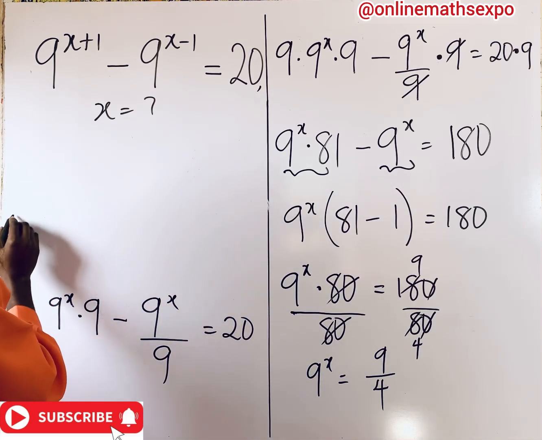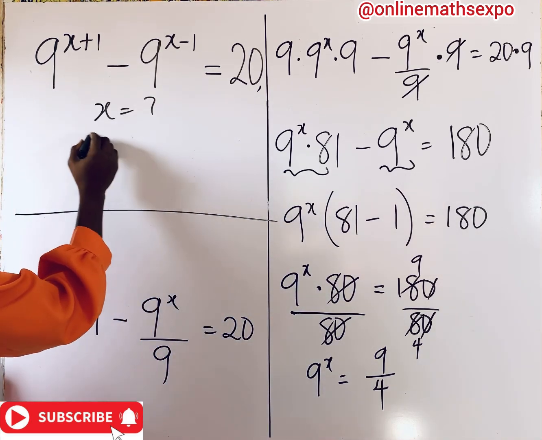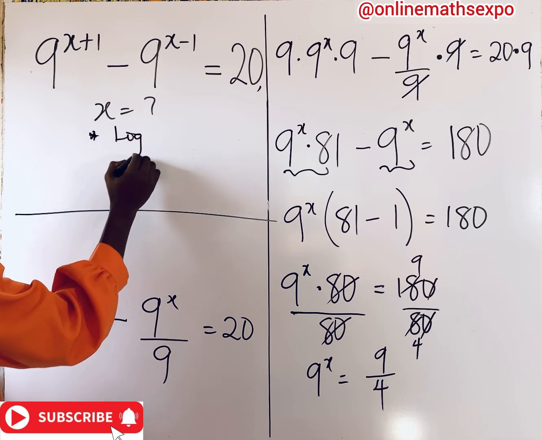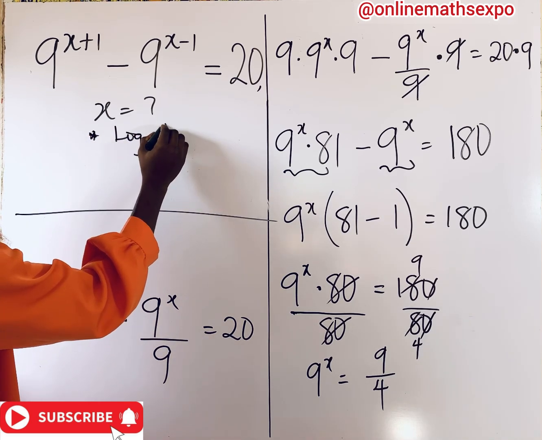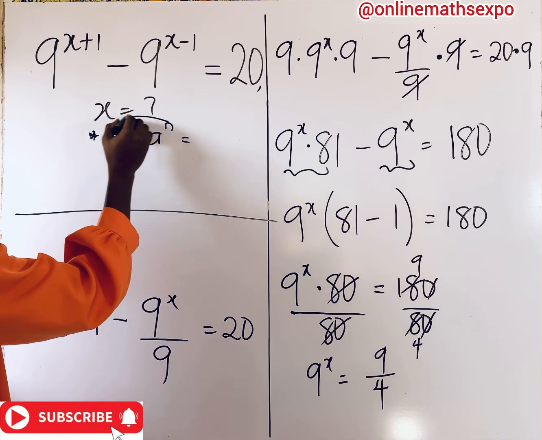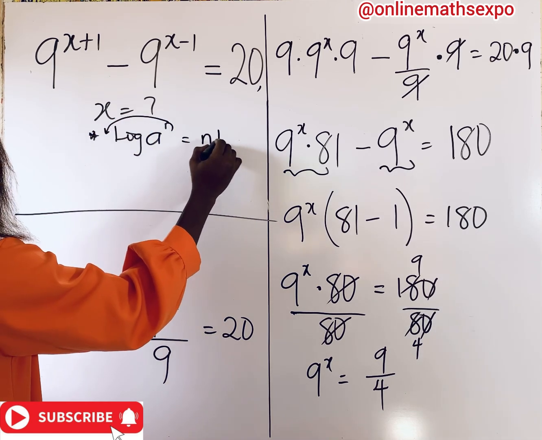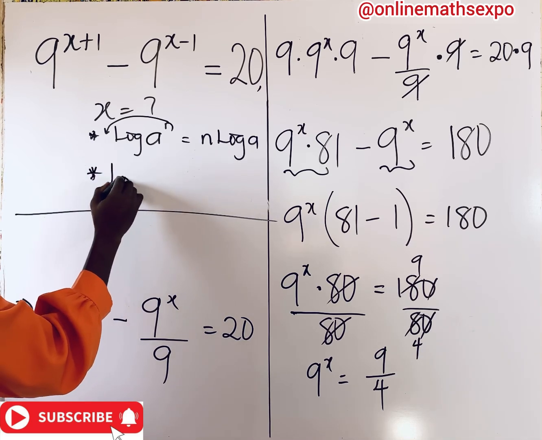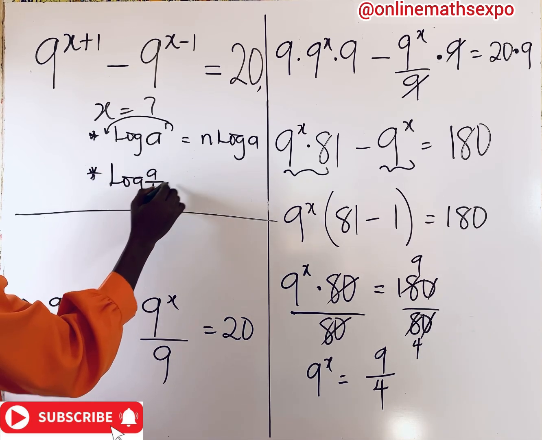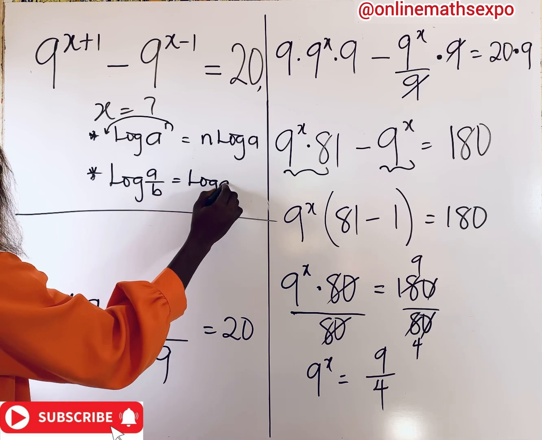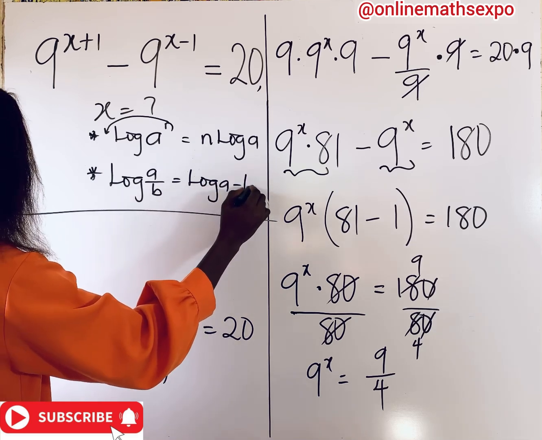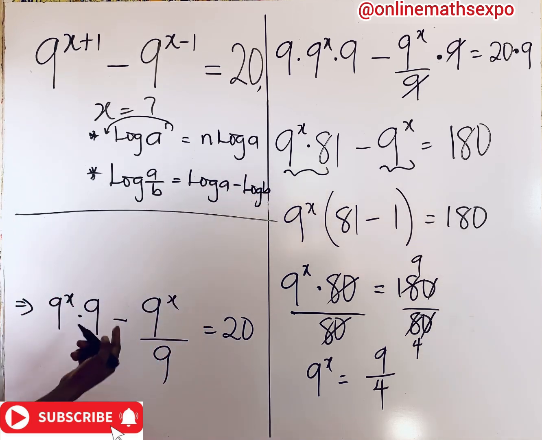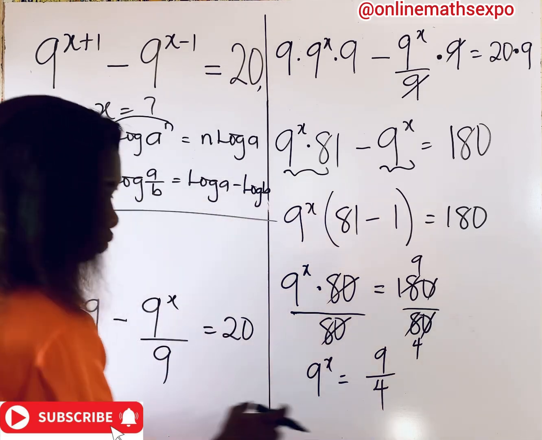Remember for your logarithm that, first, if you have log a raised to the power of n, this power will multiply the log. So you're going to have n log a. The second thing is when you have log of a over b, it means log a minus log b; the division sign turns to subtraction. Did you see what you have? So let's apply this in solving this.